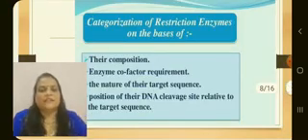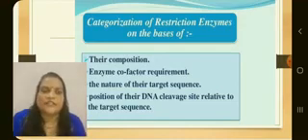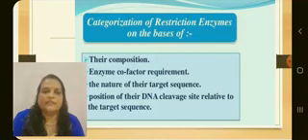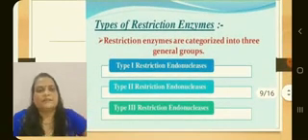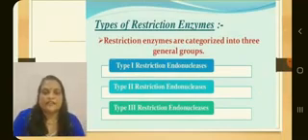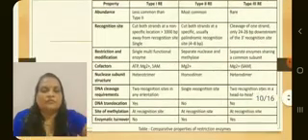Restriction enzymes are of various types and thousands of restriction enzymes have been discovered. They are categorized on the basis of their composition, their requirements as cofactors, the nature of their target sequence, and the position of their DNA cleavage site relative to the target sequence. Restriction enzymes are mainly categorized into three types: type 1, type 2 and type 3 restriction enzymes. Type 2 restriction enzymes are most commonly used for genetic engineering.